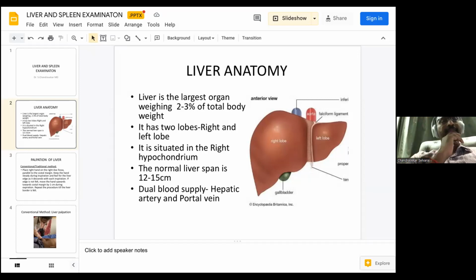Before that, we should know a little bit about the liver anatomy. The liver is the largest organ, which accounts for 2 to 3% of the total body weight. And we all know that it has a right and left lobe, and on the right lobe we have the Riedel's lobe, a tongue-like projection. It is situated in the right hypochondrium, and the normal span is 12 to 15 centimeters. It has a dual blood supply from the hepatic artery and portal vein.